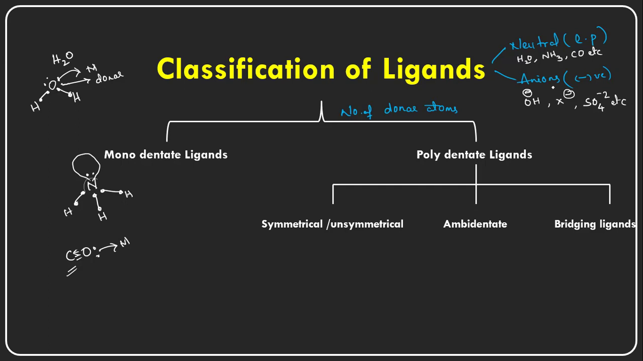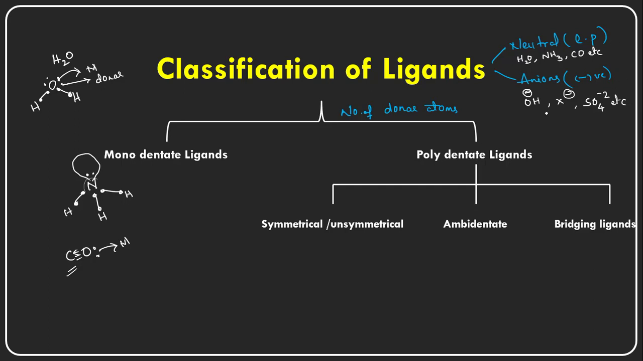Donor atoms are those which have the capability to donate a pair of electrons in these particular molecules or molecular ions. So that particular atom is called a donor atom. Based on the number of donor atoms, they are of two types: one is the monodentate ligand and the other is the polydentate ligand.